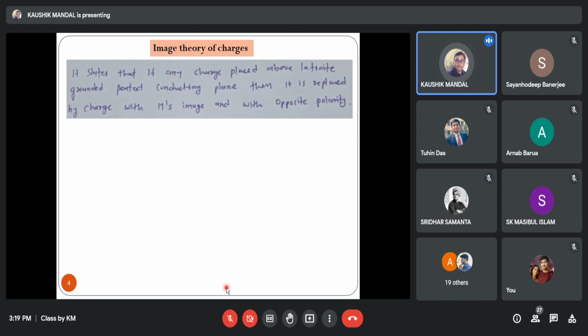by an image of the charge. By image of the charge, I mean its magnitude will be the same, but its polarity will be opposite. That statement will be clearer if we consider the practical cases.